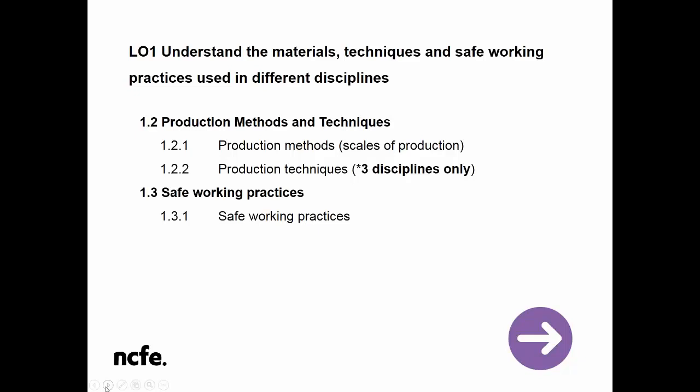Then moving on to 1.2.2, that's covering the actual techniques used with the materials. And here, learners need to know and understand the production techniques, but only used within 3 chosen disciplines. So whereas in the first section, learners needed to know all of the materials, here they only need to know production methods associated with 3 disciplines that you choose.